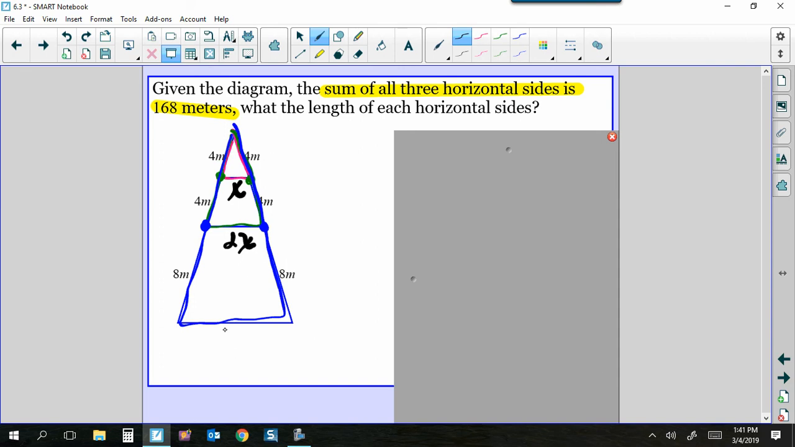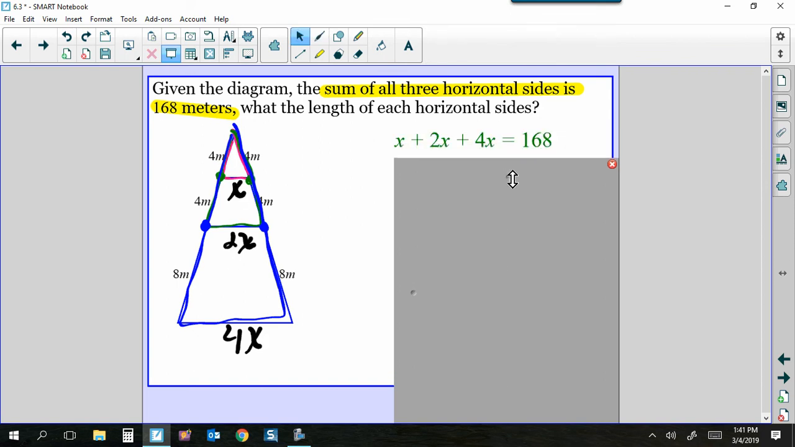So now I have 3 terms that I can plug into my equation to solve. We have a 1x, a 2x, and a 4x. From here, you're just going to use your algebra skills to solve this equation. We know 1x, 2x, and 4x can be added together to make a 7x. And then we're going to use our division property of equality, divide 7 out, and you end up getting that x is equal to 24.